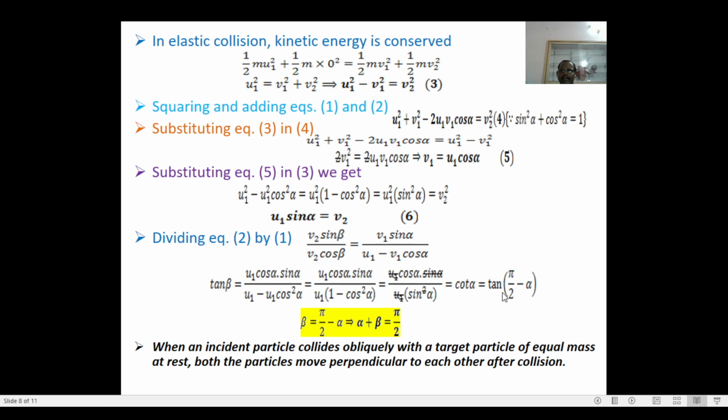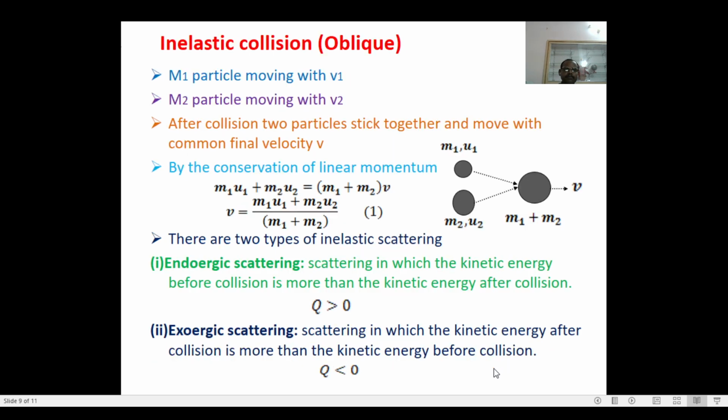This can be written as tan of pi by 2 minus alpha. Now taking inverse on both sides, I will get beta is equal to pi by 2 minus alpha. This implies that alpha plus beta is equal to pi by 2. When an incident particle collides obliquely with a target particle of equal mass at rest, both the particles move perpendicular to each other after collision.